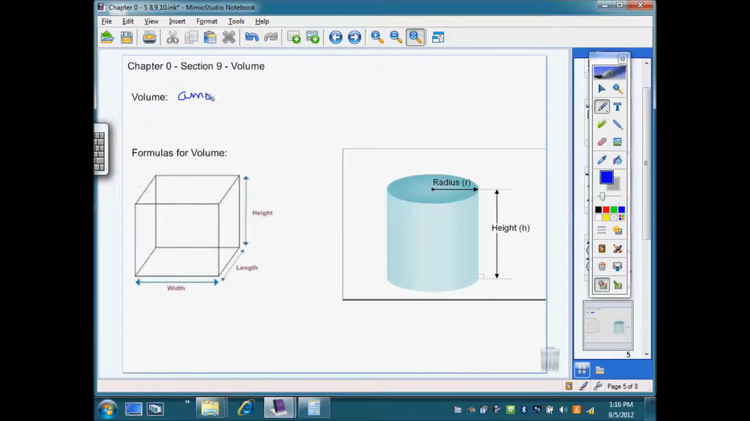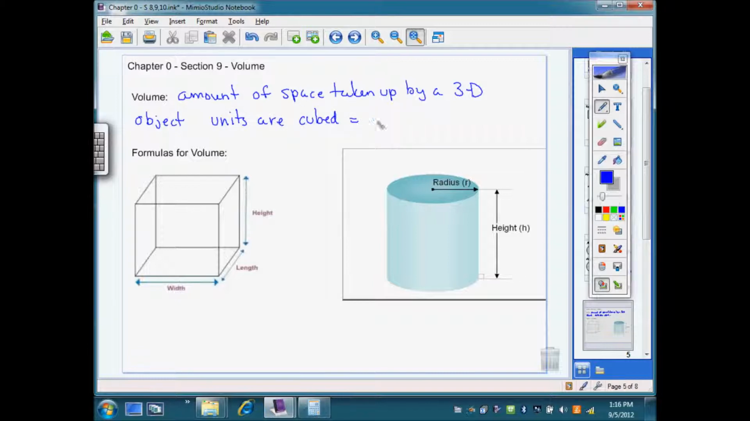Volume is the amount of space a 3D object takes up. So anything that's three-dimensional has volume. And the units are cubed. Okay, so that would be like inches cubed, centimeters cubed, feet cubed, etc.